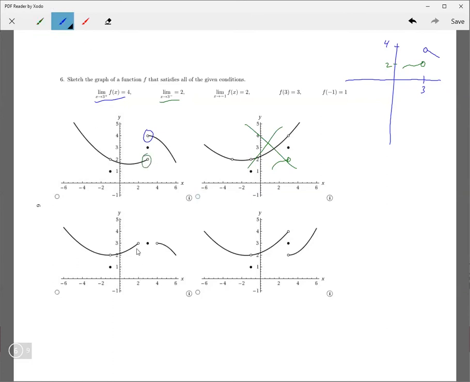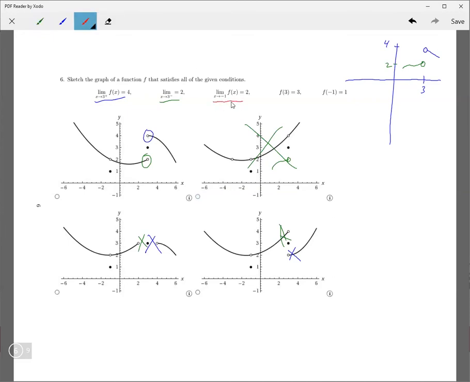So this one is as you're going from the right. Wait, what the heck? This one's neither. This one doesn't satisfy either. Okay, and then this one, let's see here. As you're going from the right, you want to be 4, but this is going to 2, so that's not right. Okay, so looking at the first 2 conditions, the only one that satisfies so far is this one. Okay, so let's look at this next one.